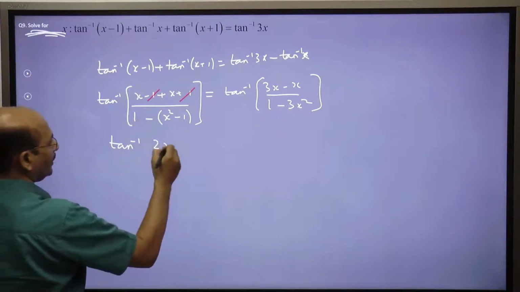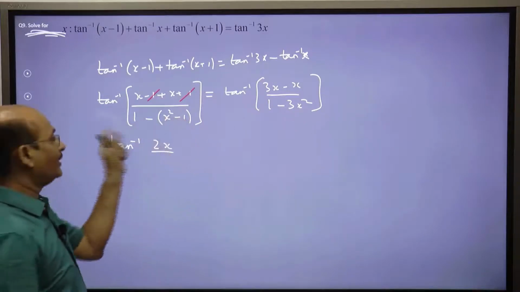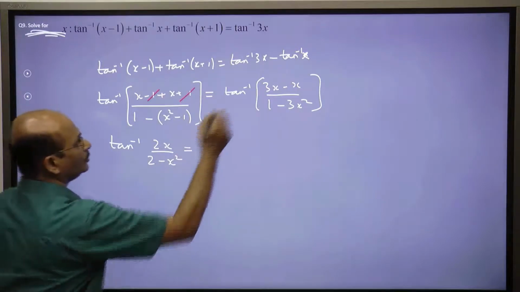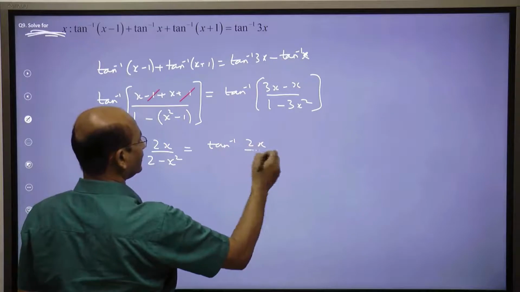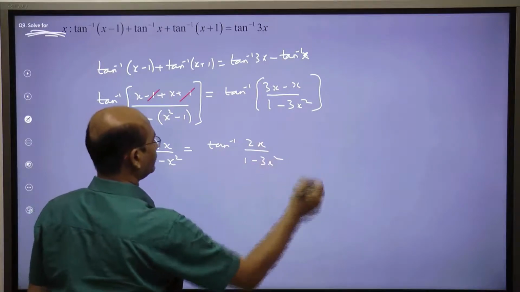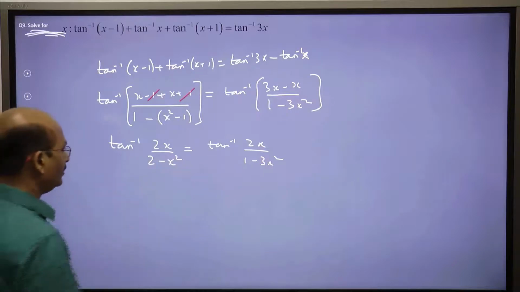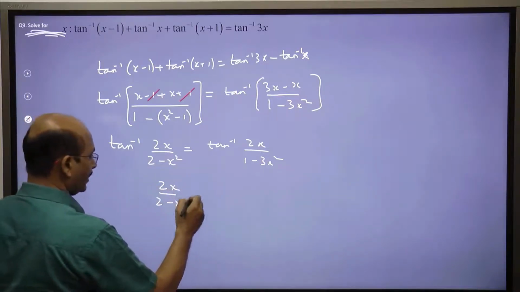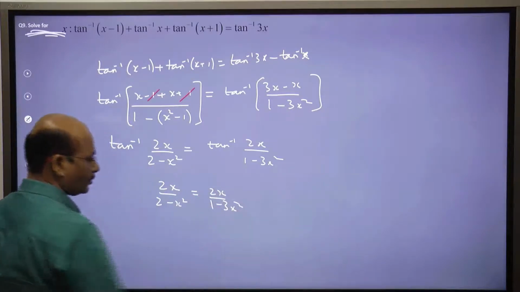I can just work out one more step. This I can write 2x. Now, see what is happening. 1 minus of minus 1 is plus 1. So, 1 plus 1 is 2, minus x square is equal to, this will become tan inverse 2x upon 1 minus 3x square. So, don't cancel this tan inverse, equating, you can get 2x upon 2 minus x square is equal to 2x upon 1 minus 3x square.